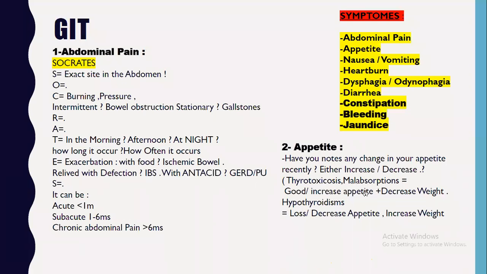تمام؟ يقول لك البيشنت إنه عندي الأبيتايت، الشهية عندي مفتوحة أو الشهية عندي كويسة، آكل كويس، وزني ينقص كثير. Too many patients complain of this, especially thyrotoxicosis patients. تمام؟ بالرغم إنه يأكل كويس لكن ينقص وزنه. العكس، البيشنت اللي ما يأكل كويس، شهيته نازلة للأكل، مع ذلك وزنه يزيد. This is a case of hypothyroidism. تمام. You must ask about the appetite and focus on hypothyroidism and thyrotoxicosis. تمام. So this is the case of appetite.